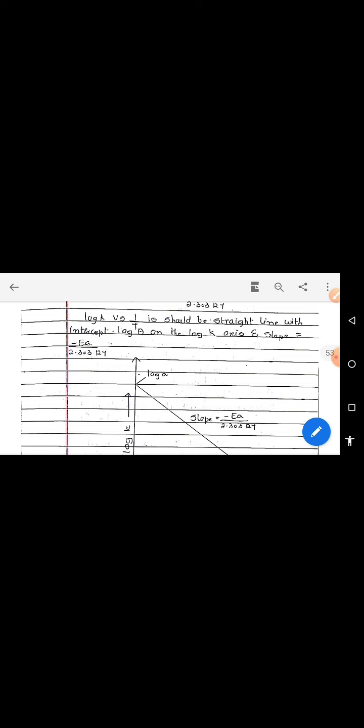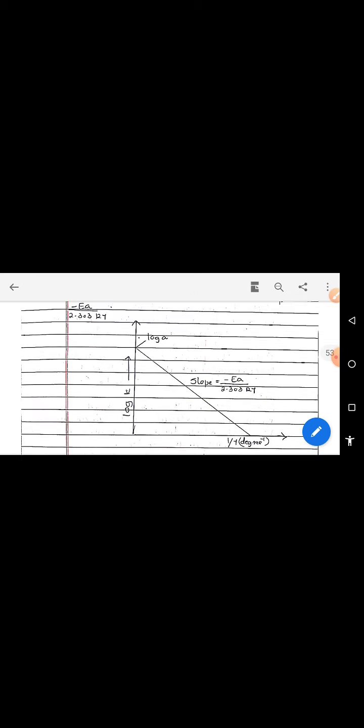The slope can be found out by using this formula: minus Ea, the energy of activation, divided by 2.303, which is a constant term, and R is a constant term. Whatever the value may be, it should be written and the slope found out. So in the graphical representation of log k and 1 by T, the slope is equal to minus Ea divided by 2.303 R.